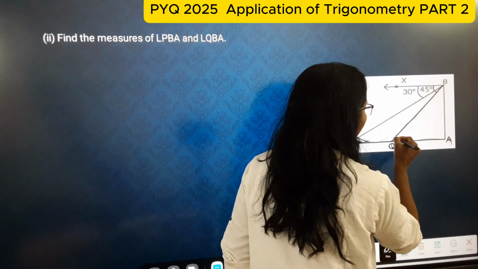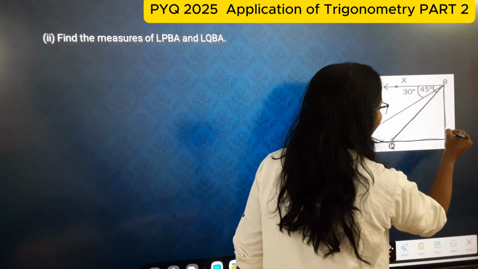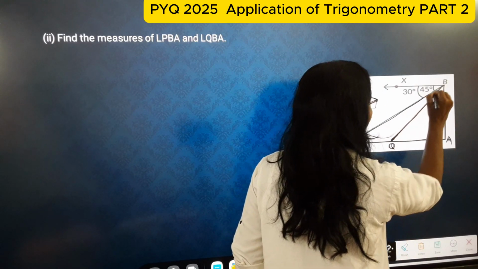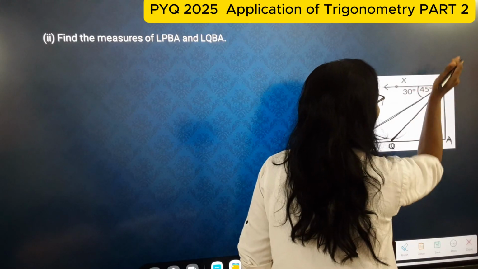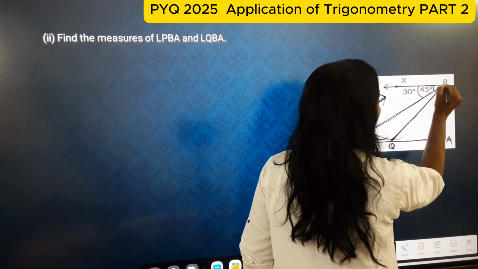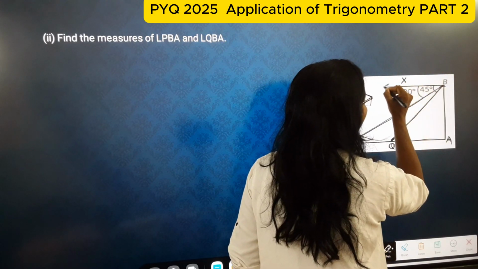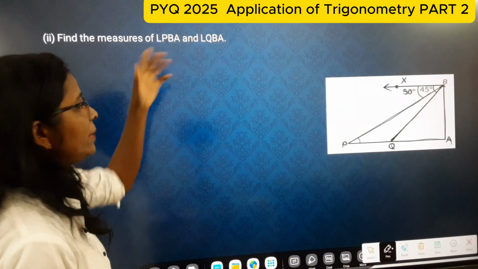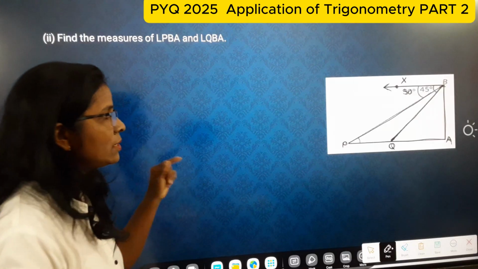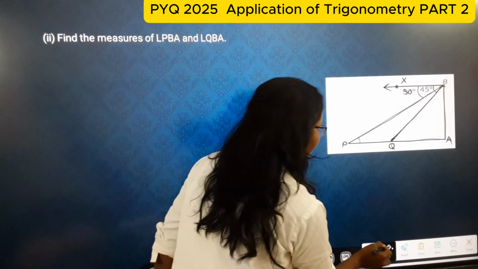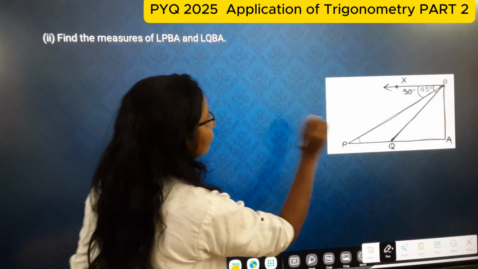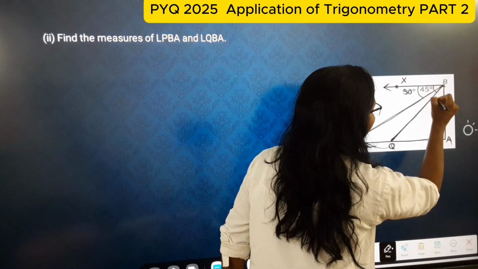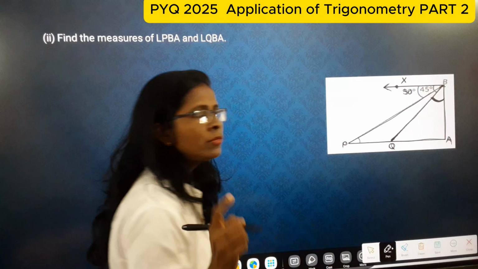Here the angle QBA. Okay, we have to find the angle QBA, and as well, we have to find the angle PBA. Okay, first, students, we choose the triangle. We have to find out the angle QBA, and this angle comes in the triangle QBA.